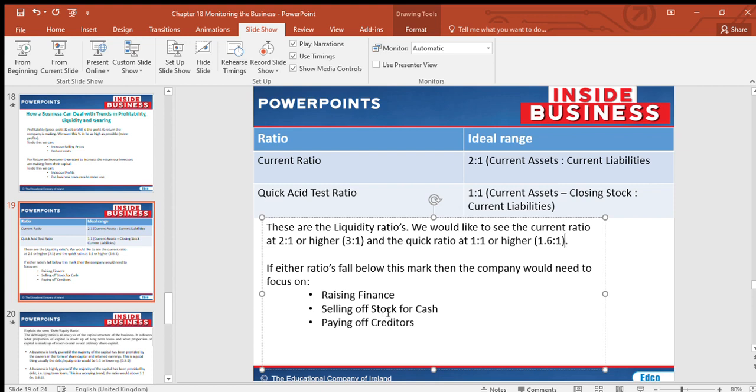Selling off stock for cash. For these ratios, what we're looking at is, if I was to sell something on credit to a debtor, I'm owed the money, but I don't currently have the money. So although my debtors are going up, I don't have the cash to spend, and that could be a problem down the line. I want cash. So if you're struggling here and your quick acid test ratio has gone down to 0.6:1, how would you improve it?